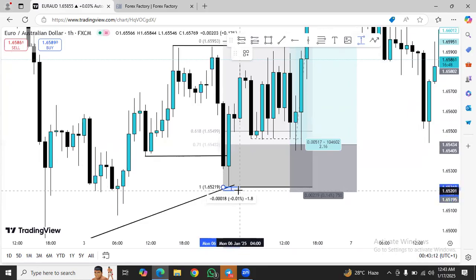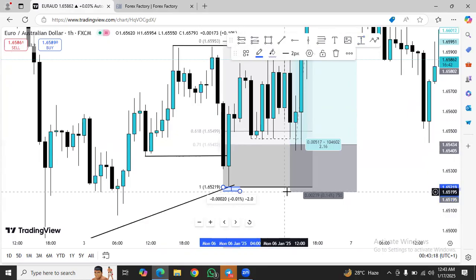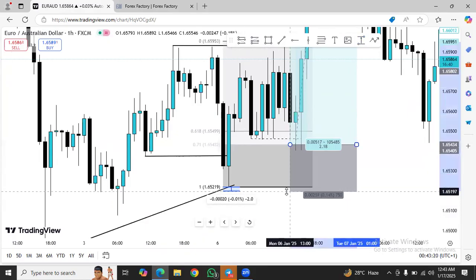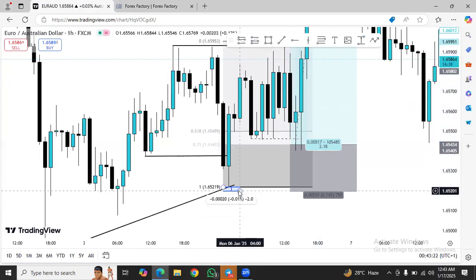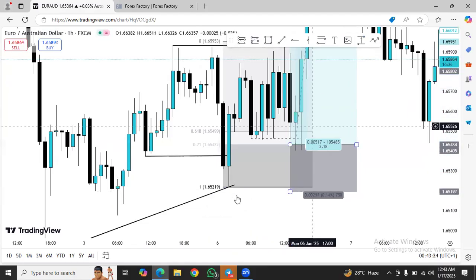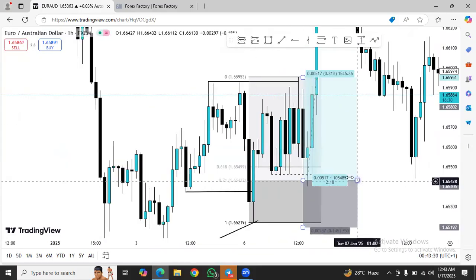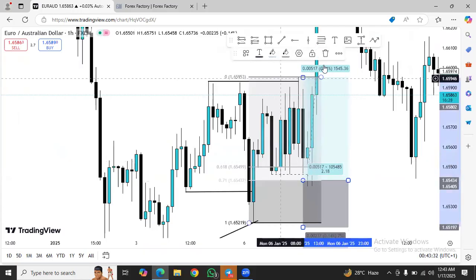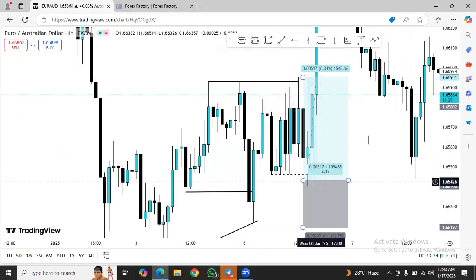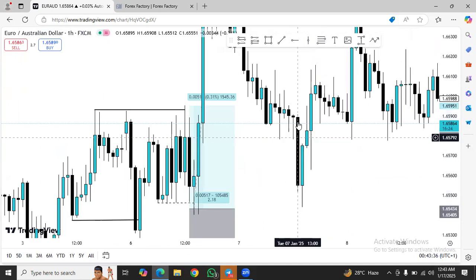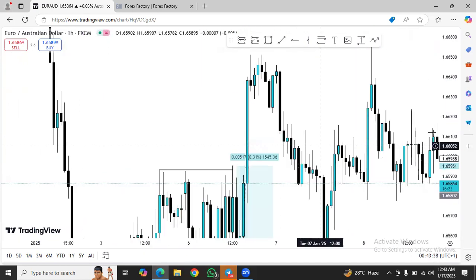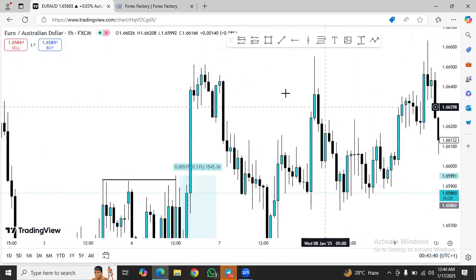I would like to do 2 pips or 2.5 pips stop loss below the strong low, just to give space for spread and whatever. And you can see this trade actually went up and did a 1 to, let me delete the Fibonacci, it did a 1 to 2.1, right? So yeah, that was what actually played out there.